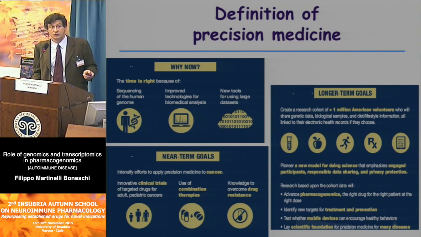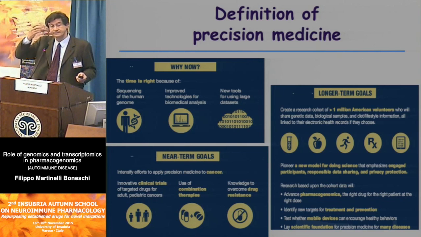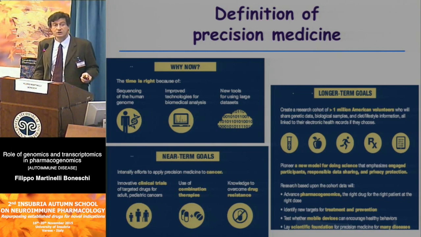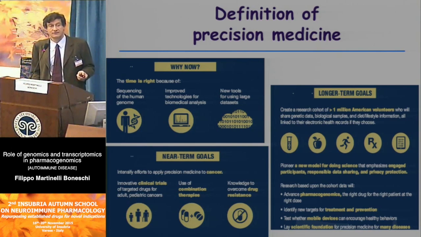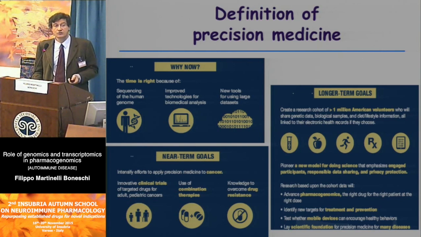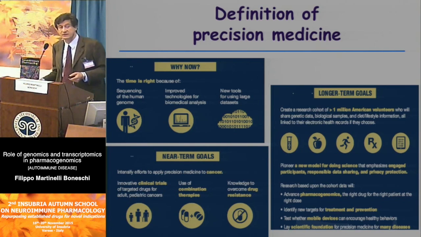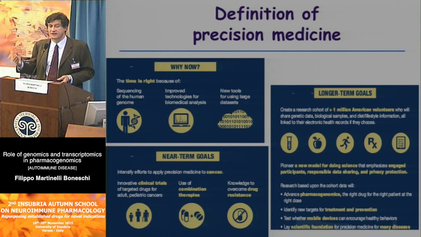And then there are longer-term goals. The basic idea is to create a cohort of more than 1 million American healthy controls on which to acquire several kinds of data, which include clinical data, data related to health and lifestyle, but also data in terms of genetics, transcriptomics and proteomics. So the basic idea is to have a very large data set that could be used to better understand several aspects, including the impact of genetics on health, but also the impact of genetics in terms of drug response.